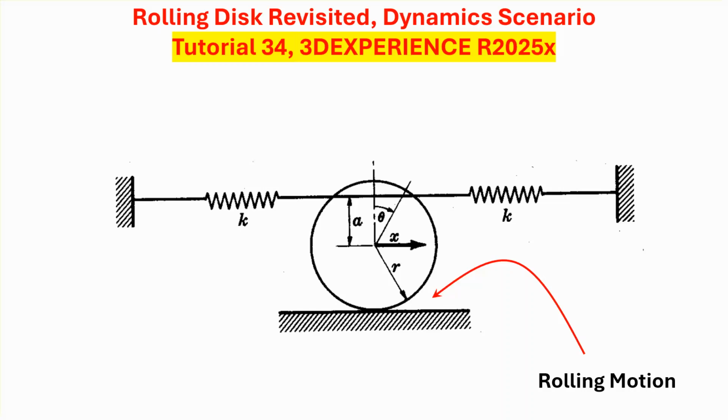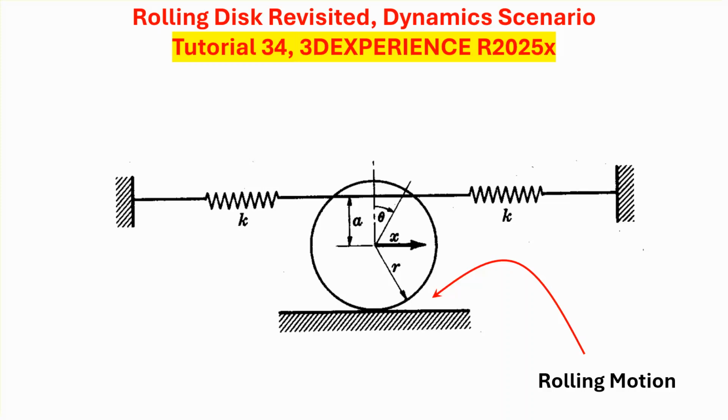Good day, folks. This is tutorial number 34, which is actually a follow-up to tutorial 33, dealing with the rolling disc supported by two springs. I did this problem in tutorial 33, but there are some issues that I did not want to raise, otherwise the tutorial would get too long, and therefore I decided to do that in this particular session.